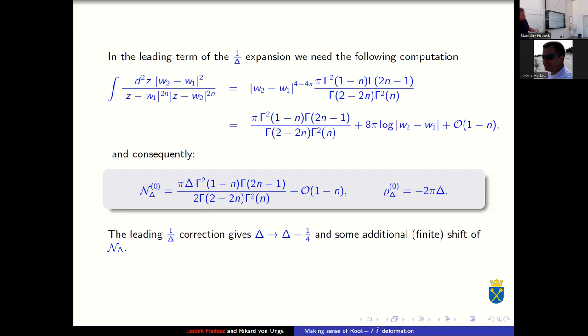It's clear from this expansion, from the formal expansion, you can compute any order corrections. So for the first correction, you just get a change from delta to delta minus 1/2, this is 1/4 x 1, and some finite change in this.